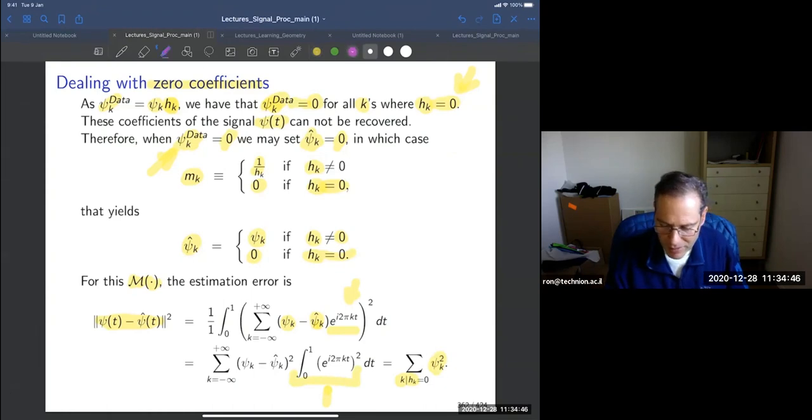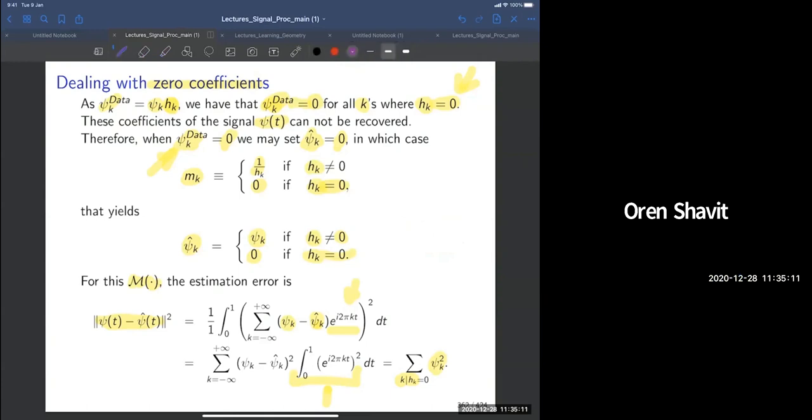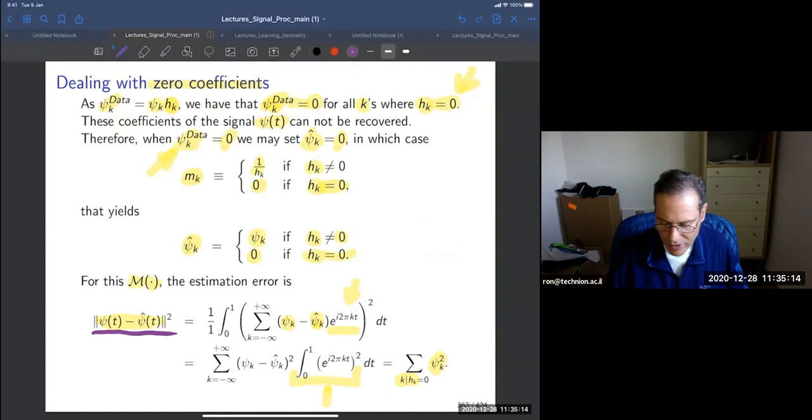I don't know if I mentioned that, but the energy of the signal could be represented in the frequency domain, in the Fourier domain, and this is called the Parseval equality. But it's not important to our discussion, so let's remove it from the discussion. But what you see over here is that the energy of the error is equal to the energy of the coefficients that I was unable to reconstruct.